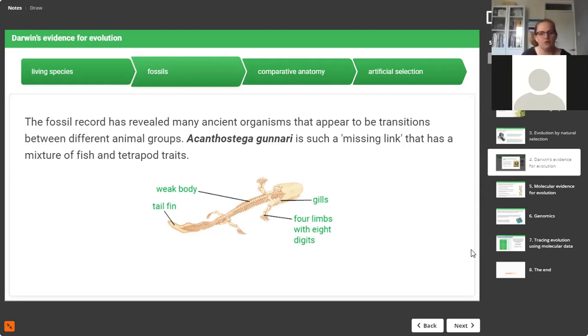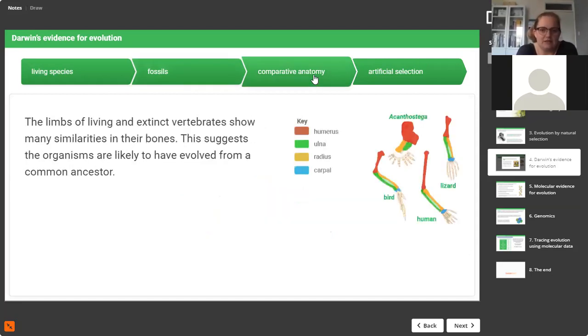So as organisms transitioned from one sort of environment to another. Darwin also used comparative anatomy. That's when you look at the limbs, the skeletons really, of living and extinct vertebrates, and you look for the similarities in the bones. One that we've documented really well is horses.